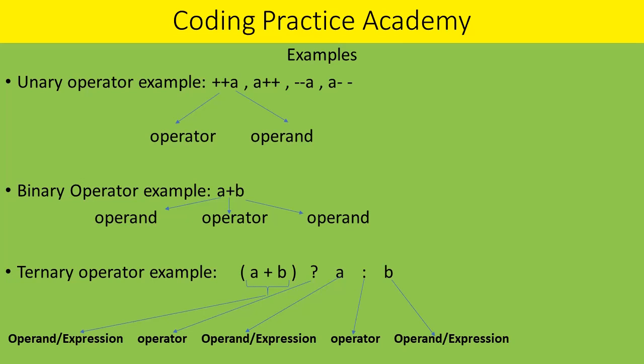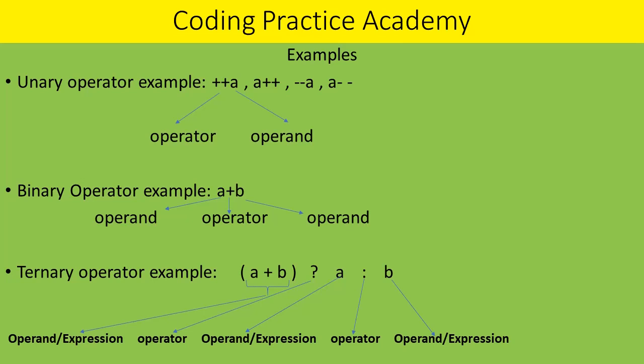Now as we know, we can use the plus plus and minus minus. These are a few examples: plus plus A, A plus plus, minus minus A, A minus minus. In binary operators, we know the definition, that is a binary operator is an operator that operates on two operands and manipulates them to return a result. For example, A plus B. Now A is an operand, another operand is B, and plus is the operator.